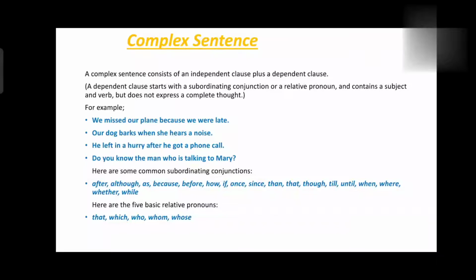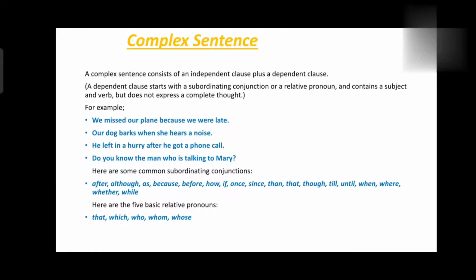Our dog barks when she hears a noise. When is a subordinate conjunction. She hears a noise is a dependent clause, and our dog barks is an independent clause. He left in a hurry after he got a phone call. After is a subordinate conjunction. He got a phone call is a dependent clause, and he left in a hurry is an independent clause.